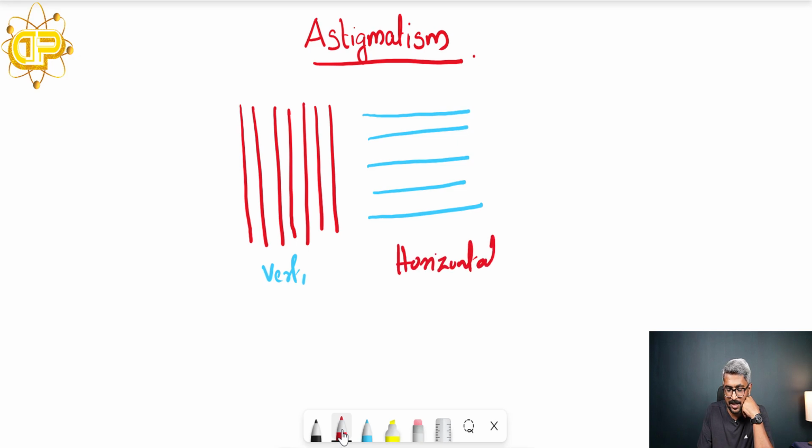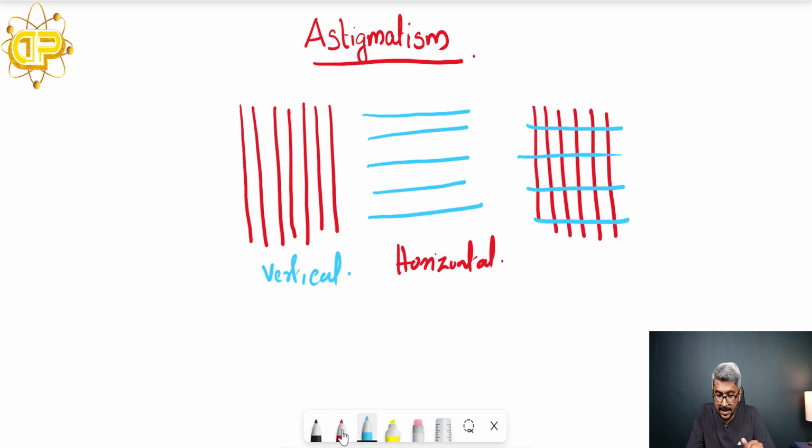I'm just using different colors so that it will be interesting to see. Now the vertical line is also there and the horizontal line is also there. You can see both types of lines with the same intensity, that means with the same clarity. Now I'm going to merge these two and you will get what?